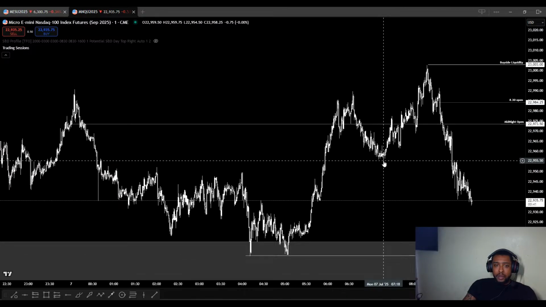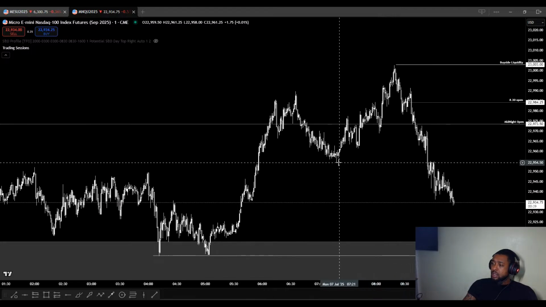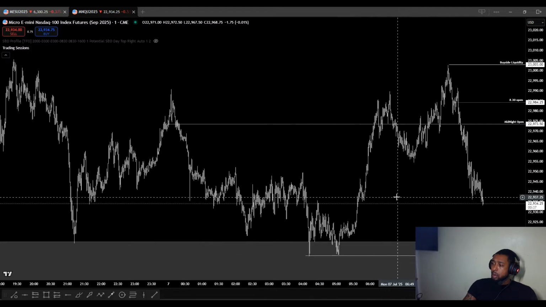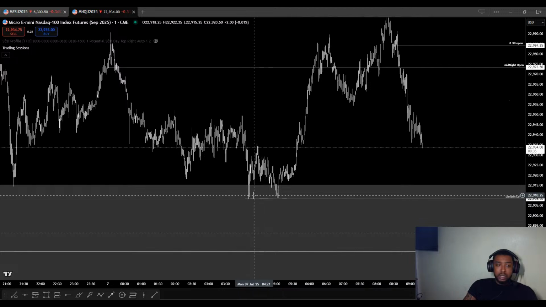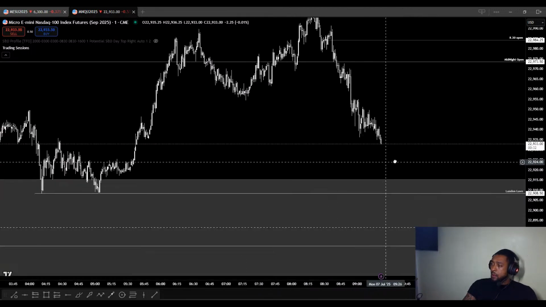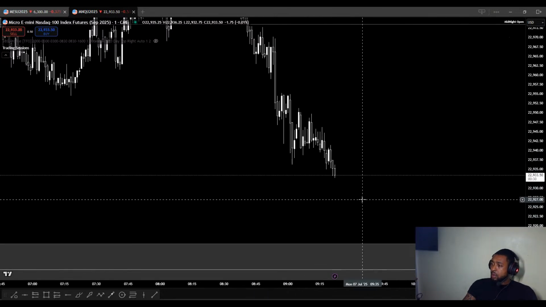We swept these 7 o'clock lows. Usually I take the 7 o'clock lows to the reversal, but because the bias for me right now is the equal lows right here, that's what I'm aiming for.